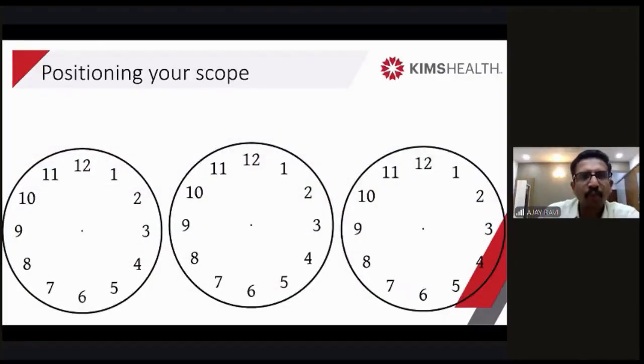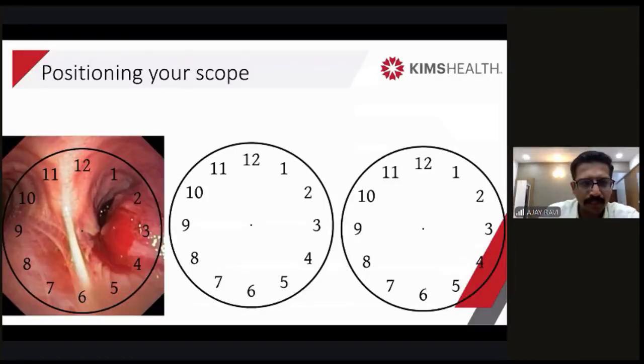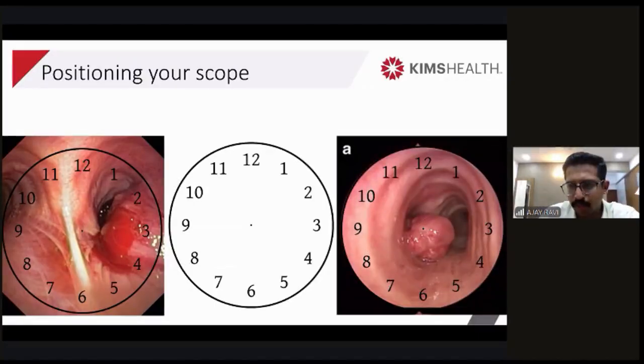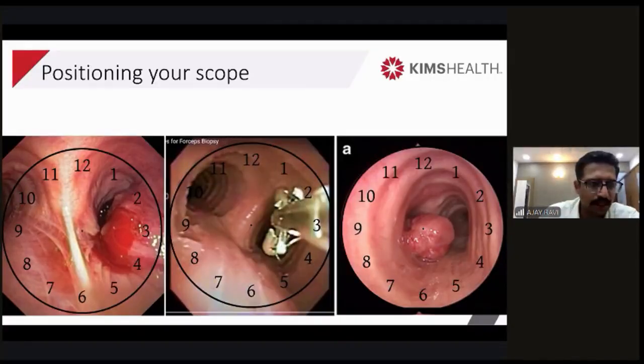Now if you position your scope in a clock position, you can see this lesion almost at the 3 o'clock position. In this case, the lesion is almost in the center, but maybe towards the 9 o'clock. What is important is that your working channel has a fixed position, and your forceps will come out through the 3 o'clock position where the working channel is. So you have to arrange your scope so that your lesion comes to the 3 o'clock position, so that your forceps can directly reach the lesion and take a biopsy comfortably.